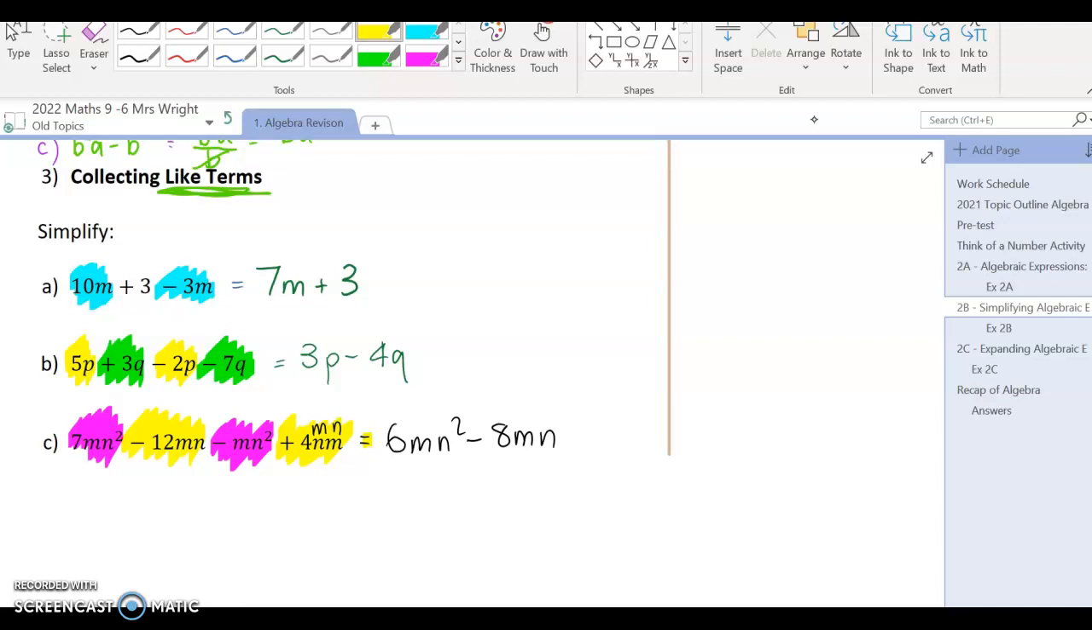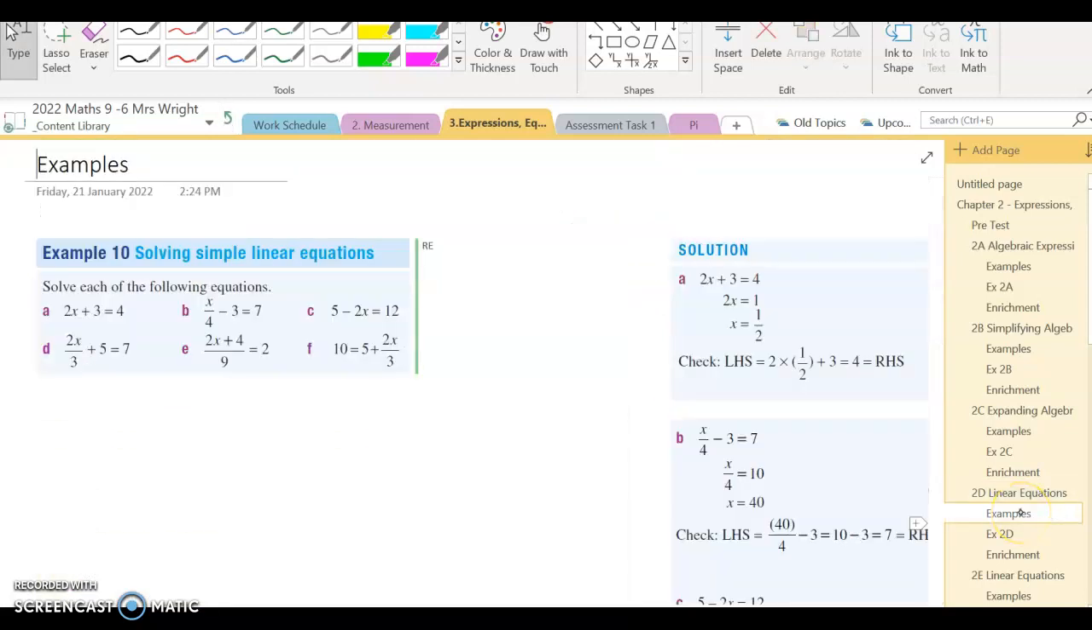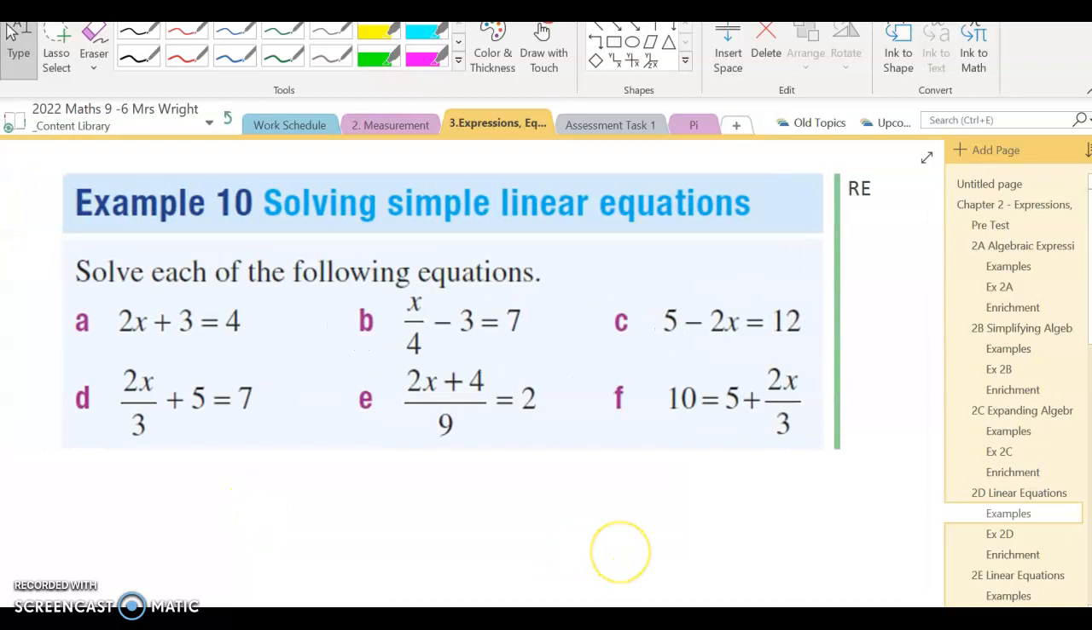So I'm going to assume that we know what like terms are and that we can collect like terms, and we're going to move on to 2D, which is equations. Before we look at an equation, we need to understand what one is. An equation is a maths sentence that has an equal sign in it. So all of these things here would be equations. They've got unknowns, in this case an x, they've got pronumerals, and they have an equal sign. So all of these are equations. And our aim in all of our questions here is to come up with a value for x.